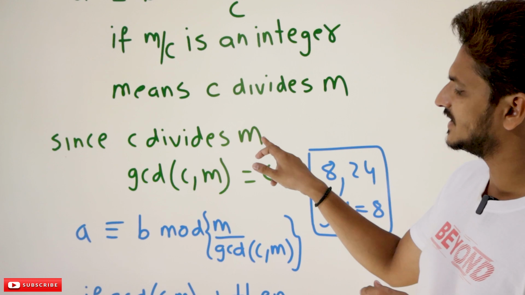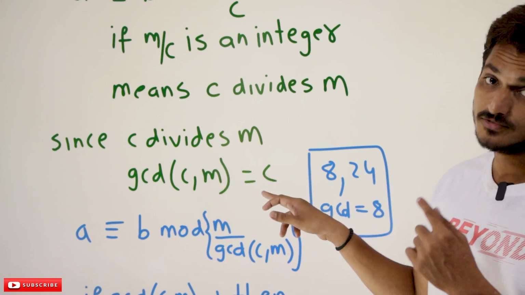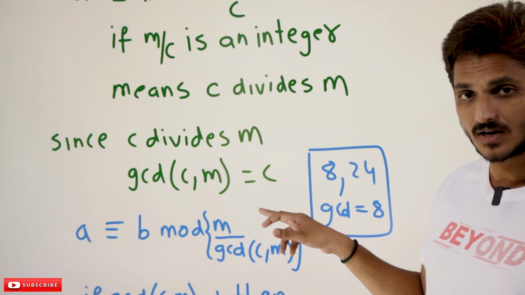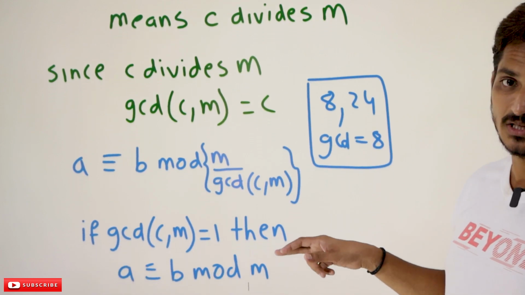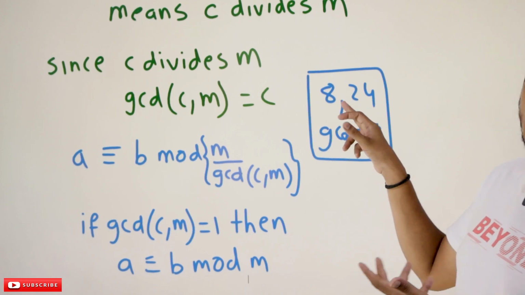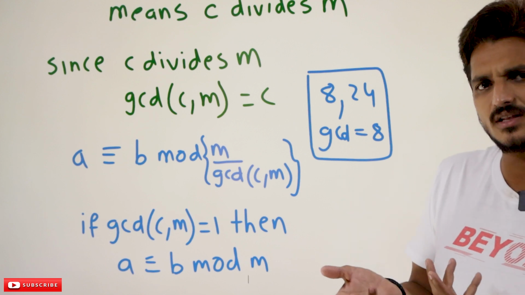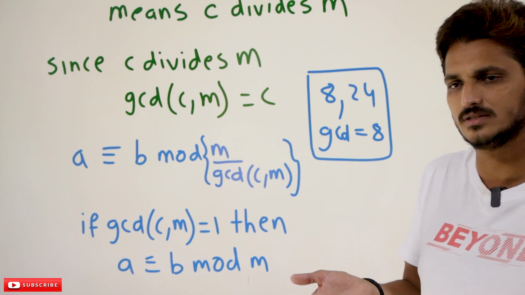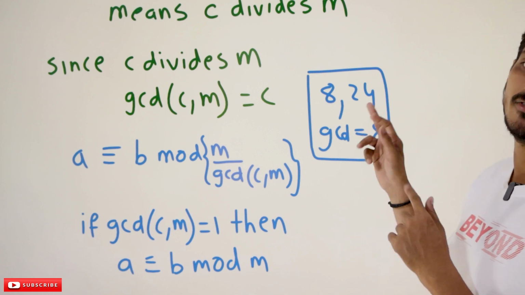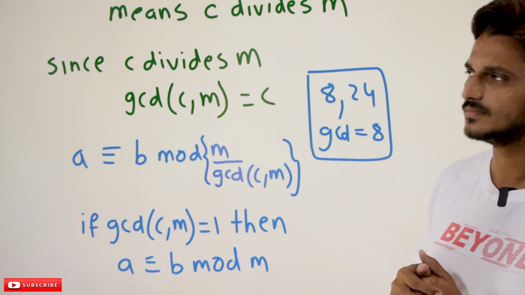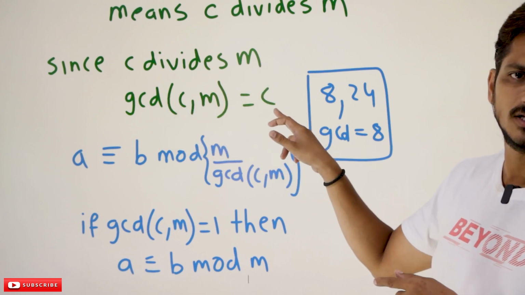Since C divides M, GCD of C comma M is equal to C. If C divides M, then definitely GCD of C comma M is C. That is what GCD means. See here, for example, 8 comma 24. 8 divides 24. What is the greatest common divisor? 8 is the greatest common divisor. GCD of 8 comma 24 is 8 because 8 divides 24. If C divides M, then GCD of C comma M is equal to C.